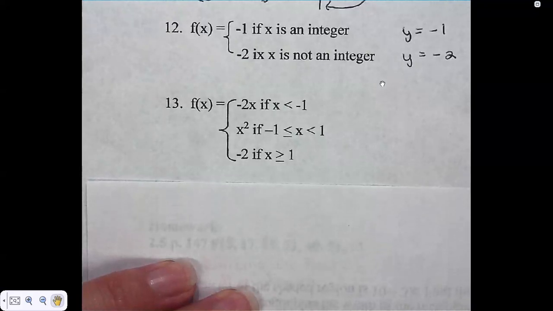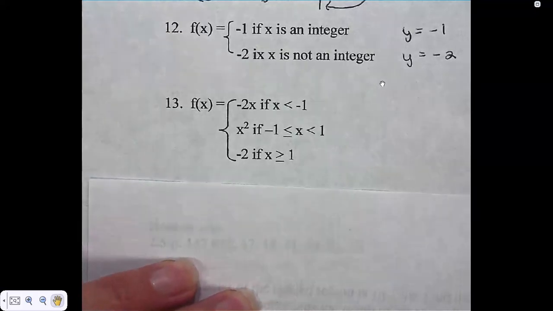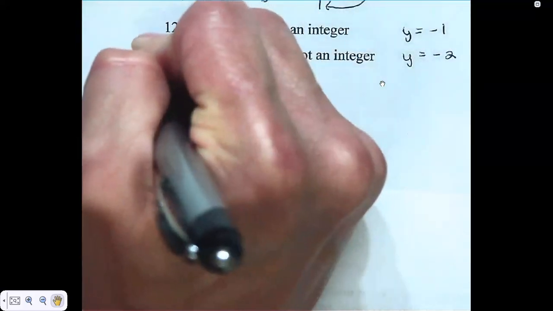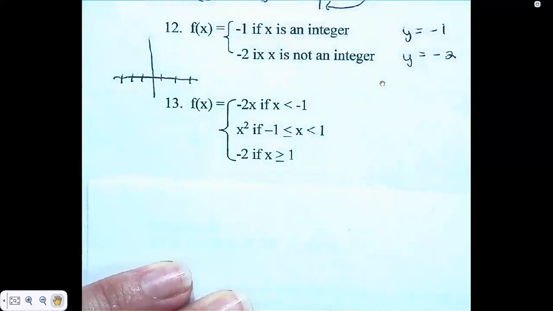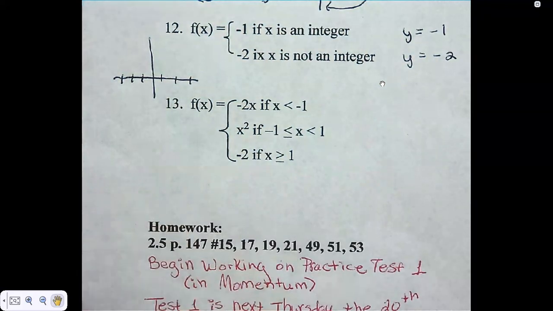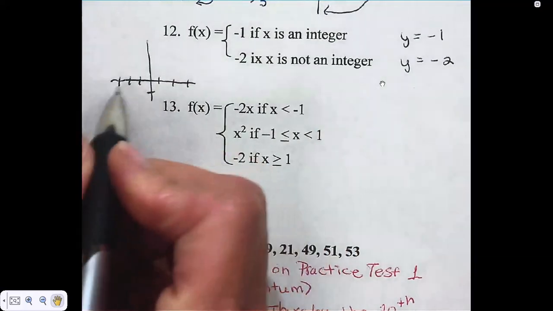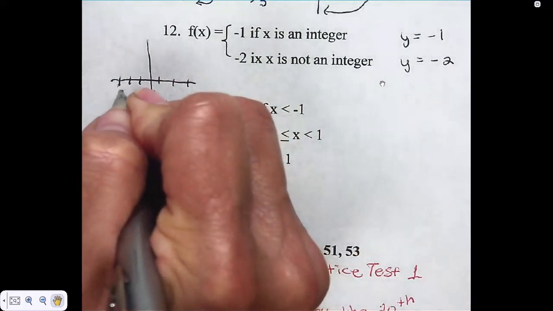What does y equals negative 1 look like? A horizontal line. Y equals negative 2 is a horizontal line. So let's think about that graph. Y equals negative 1 where x is an integer. Can you just graph that part of it? Where is x an integer? At all the tick marks, y equals negative 1. Here's negative 1. Here's an integer. Here's y equals negative 1 at that integer.